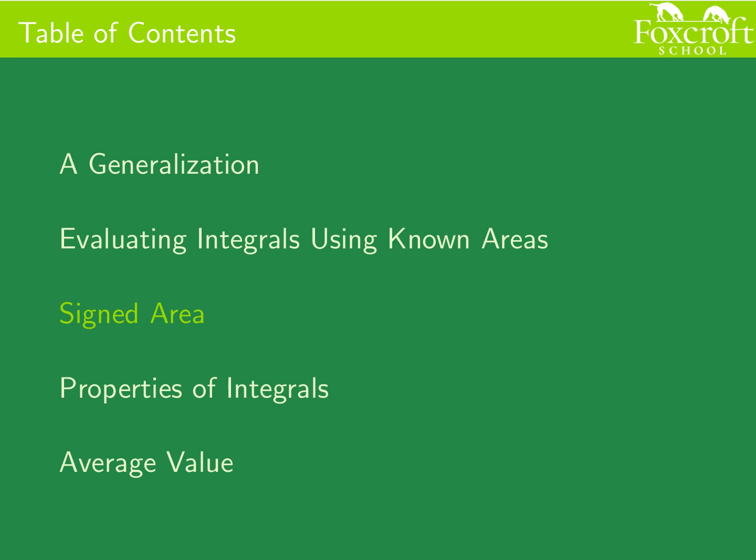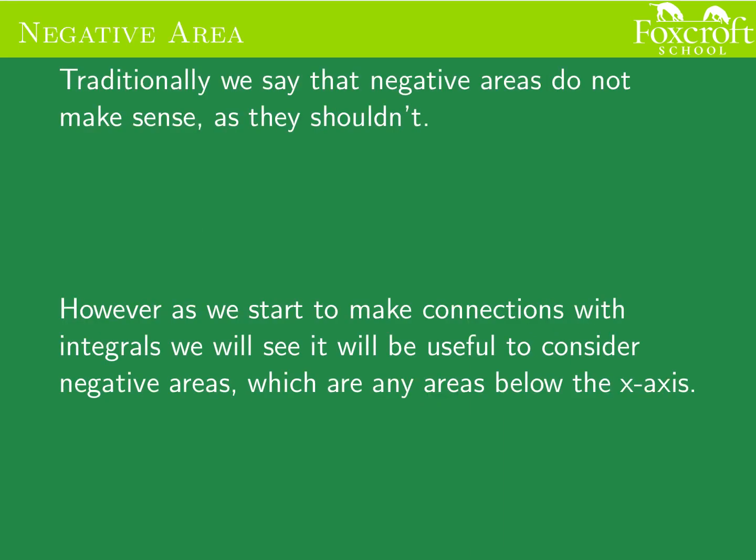The next thing we have to talk about is what happens if we have some part of our area below the x-axis. All the examples we've done so far, our graph's been up here above the x-axis and we found this area. What happens when it dips below? All right, now we're getting area down here. And the basic idea is that we're going to call this a negative area.